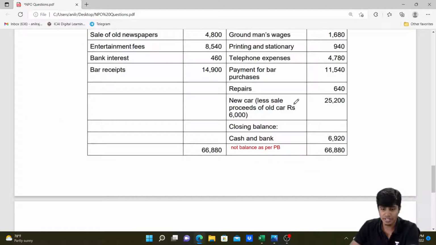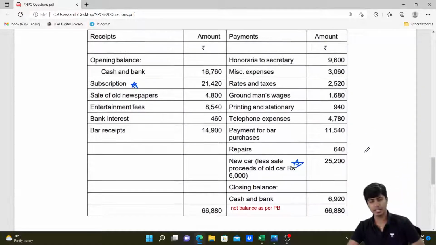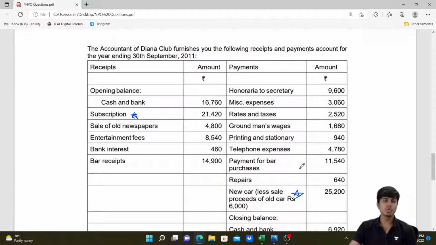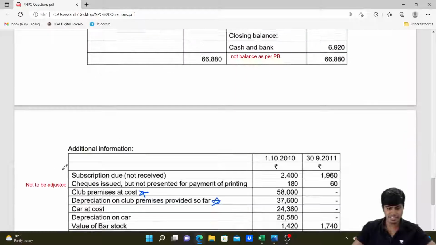Here we have something related to the car. There is a sale of a car. 25,200 is the selling price. Oh, you sold an old car and then you bought a new car. Proceeds from the old car, 6,000, is adjusted and you pay 25,200. So basically the sale value of the old car is 6,000. The purchase value of the new car is 31,200. We can treat them separately in our car account. Yes, we'll do a car account to understand this.